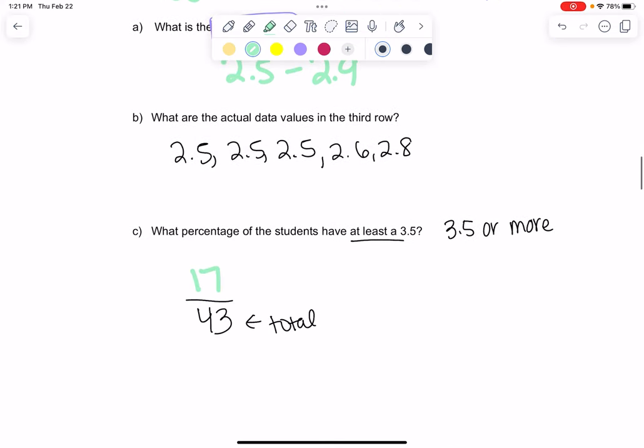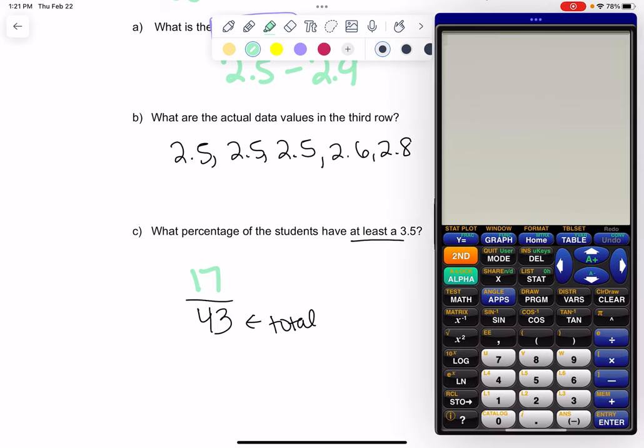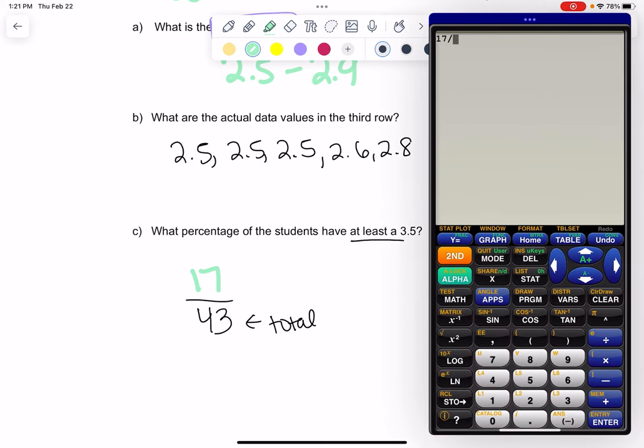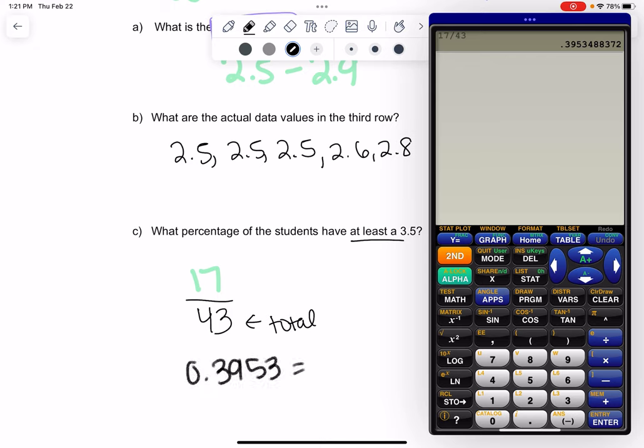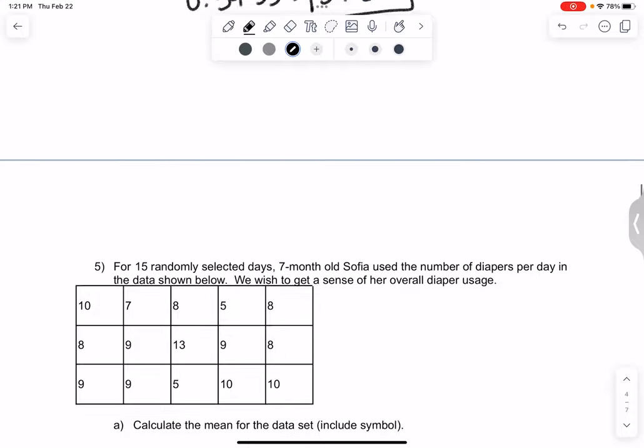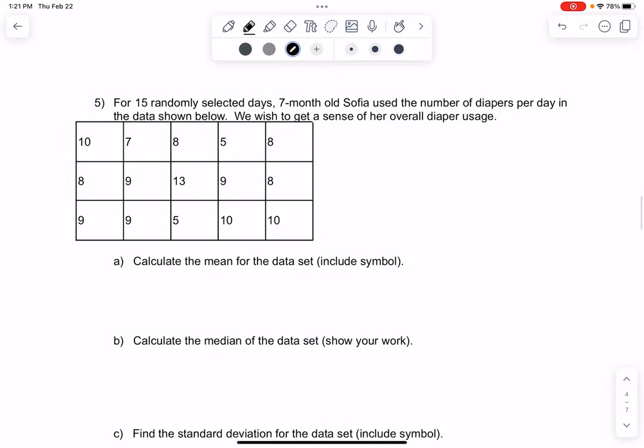And we'll just go ahead and divide really quick. 17 over 43 gives me 0.3953, which is 39.53%. Cool. All right, we have a couple more to do.